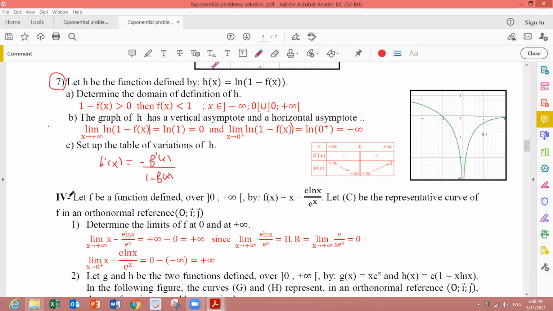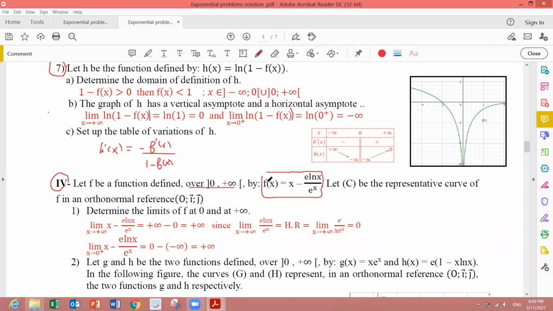Now exercise 4. We have the function f defined over 0 plus infinity by f(x) equals (x minus e to the ln x) over e to the x. And C is its representative curve in an orthonormal system. The domain is 0 plus infinity because we have ln x, and x should be positive. Determine the limits at the boundaries of the domain of definition.